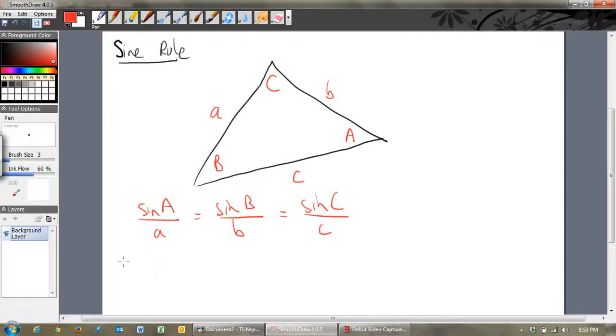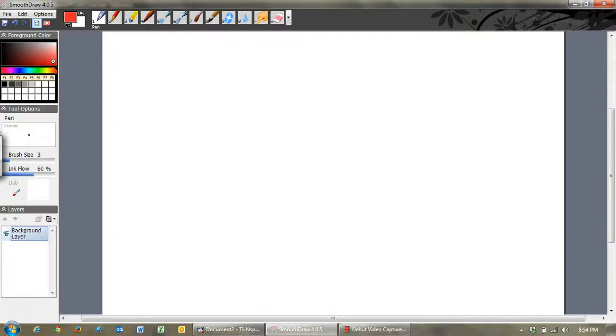And it's also true, and it might be easier when you're solving things, that a over sine A, you can flip it upside down, is equal to b over sine B, etc. If that makes the algebra of solving equations easier, then by all means do that. So there we go. Let's just get straight into some examples.